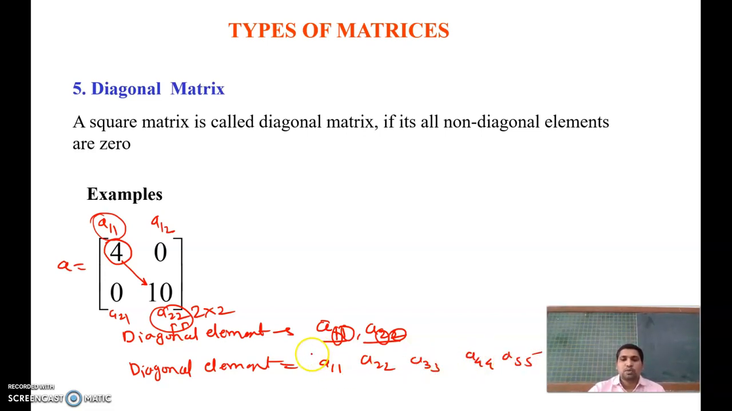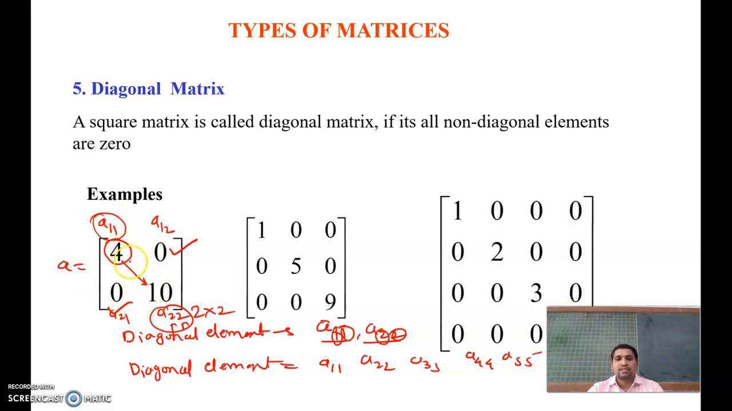So these are the positions of the diagonal elements. Okay. So now we will see what a diagonal matrix is. A square matrix is called a diagonal matrix if all its non-diagonal elements are 0. Means in a diagonal matrix, the non-diagonal elements are 0 and diagonal elements are present. They may be 0 or have any values. Okay. So it is called a diagonal matrix.